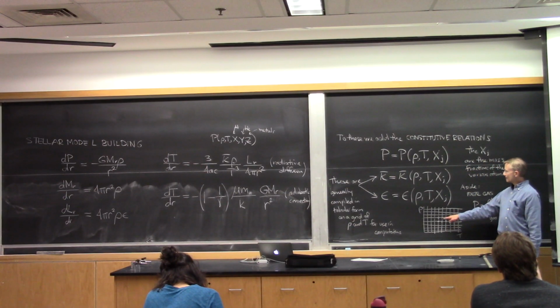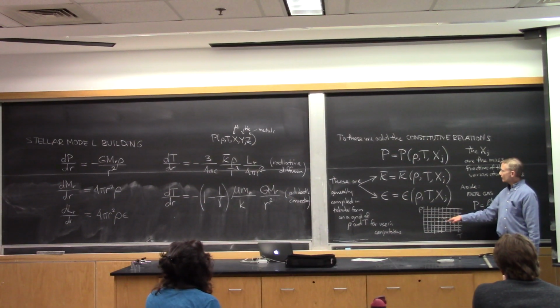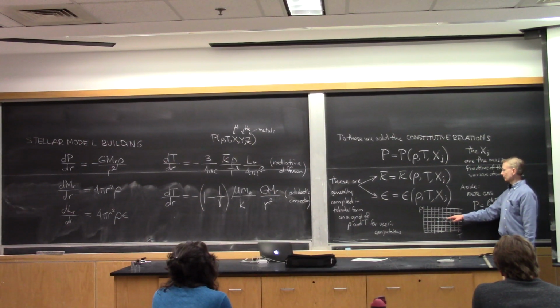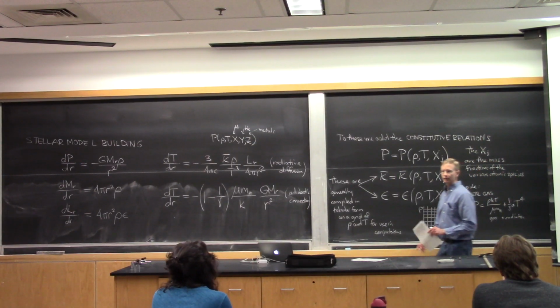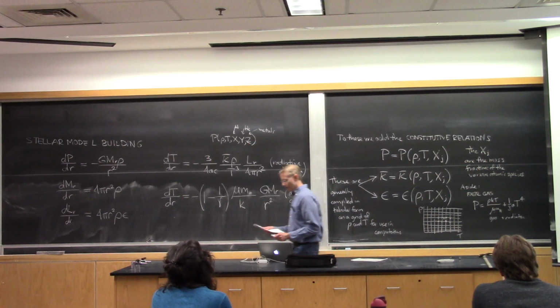In general, your value of rho and t might plot right there. It's not one of the ones that was explicitly calculated, but there are techniques for interpolating, for approximating in between the known values to figure out what you should use at your particular location in the star.